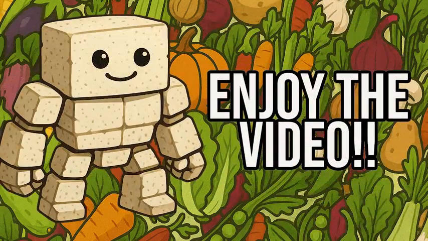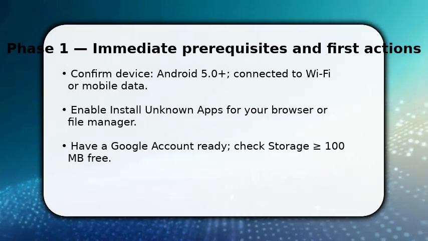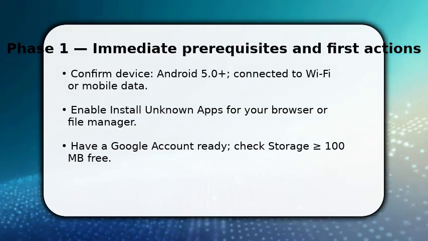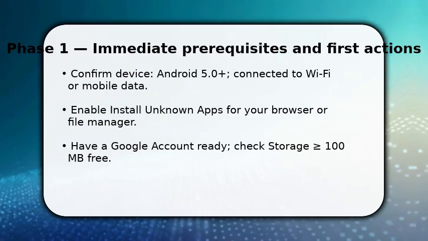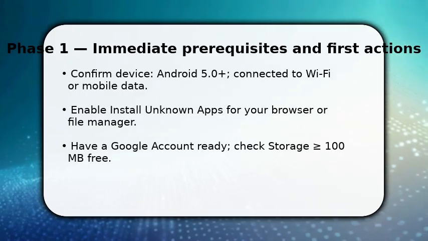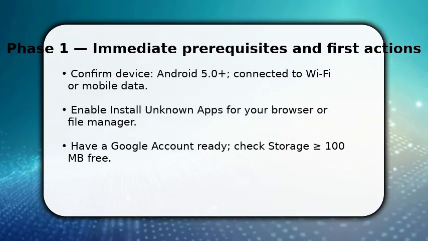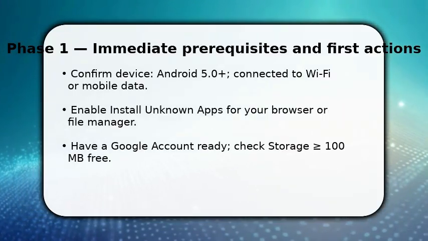Please enjoy the video. You start by verifying essentials: Android 5.0 or higher, a Google account, and a stable connection. Once done, open Settings and enable Install unknown apps for the browser or file manager you'll use. Next, scan storage. Make sure at least 100 MB is free so installs don't fail.